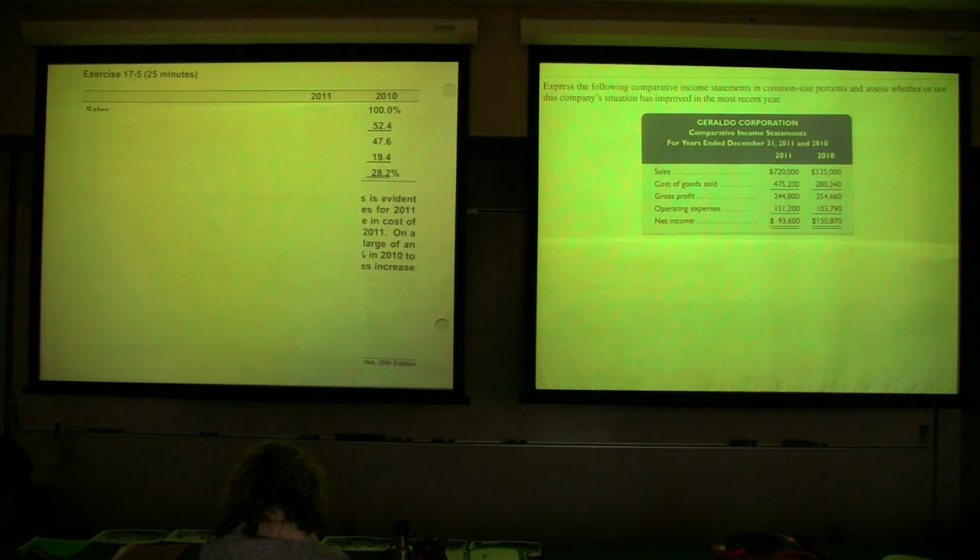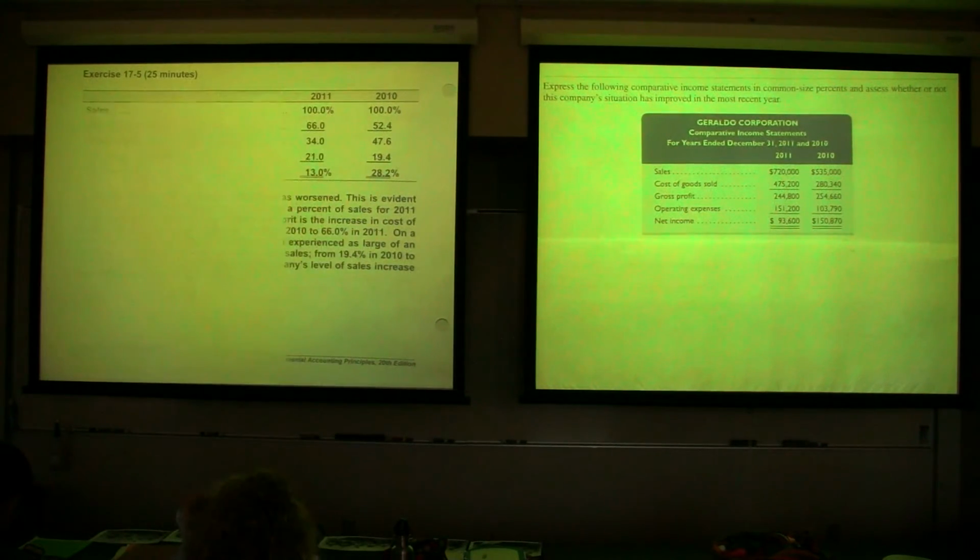This is called vertical analysis. Another name for it is common size. By common size, it just means they have the common size in this case. All right, does that look like a good answer?